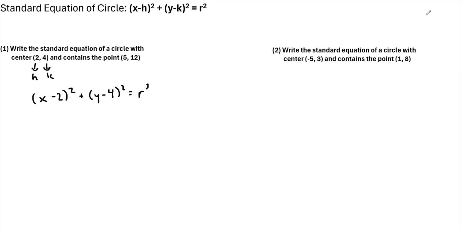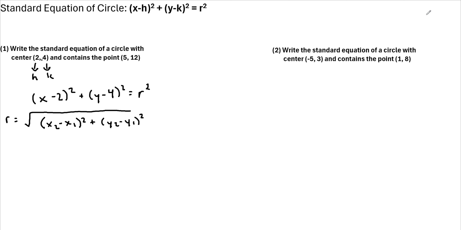The only thing left to find now is r, the radius. The way that we do that is we can use the distance formula. What we're doing is finding the distance between the center of the circle and this point on the circle, because that will be equal to the radius. The formula we're going to use is the square root of (x2 - x1)² + (y2 - y1)².